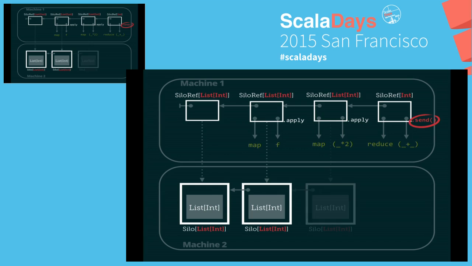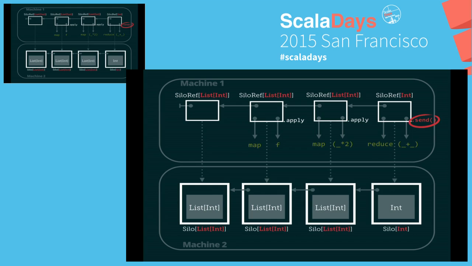And then your whole chain of other silos gets materialized when you kick off this computation. And when it's done, it sends back the result. In this case, we were doing a map on lists of int, and then you would do a reduce and get an int back. And the return type after you call this send would be a future of type int as a result.